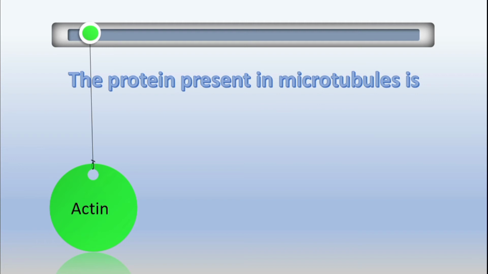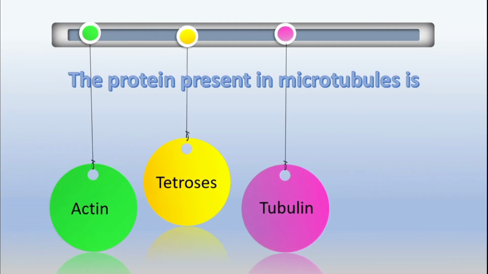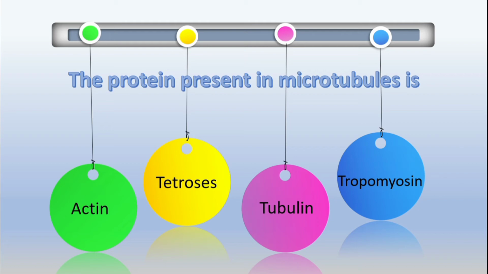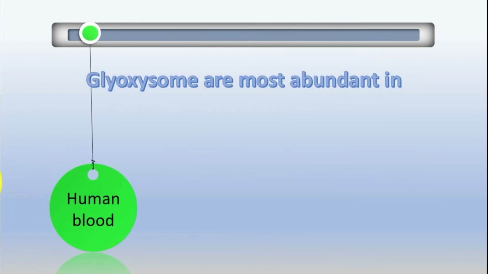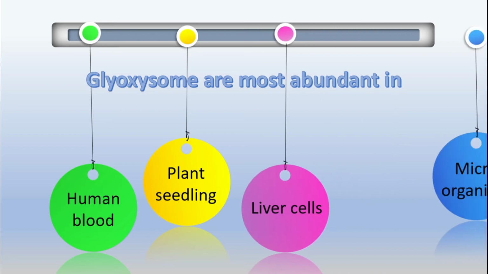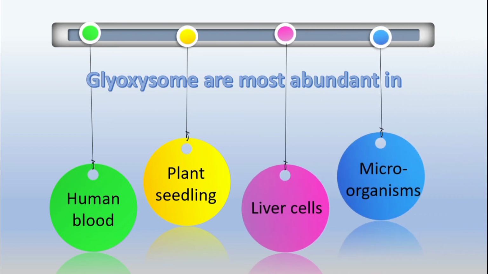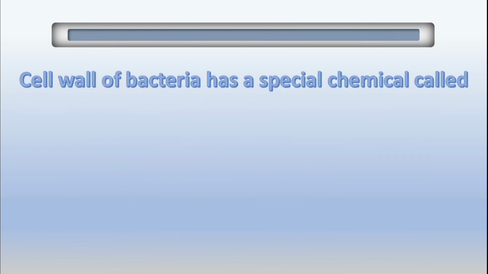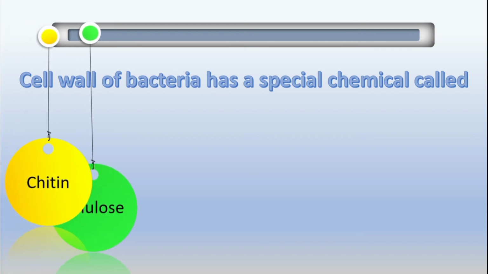The protein present in microtubules is actin, tetrosis, tubulin or tropomyosin. Microfilaments are made up of actin protein and microtubules are made up of tubulin, like its name. Glyoxysomes are the most abundant in human blood, plant seedling, liver cells or microorganisms. Glyoxysomes are organelles that are present only in the plant cell. So they are present in plant seedlings and have enzymes that help in the catabolism of stored food like lipids that are stored in seedlings. So they help to get energy from the stored food.